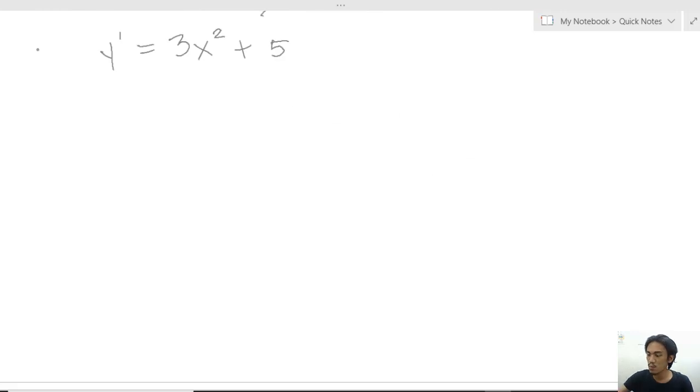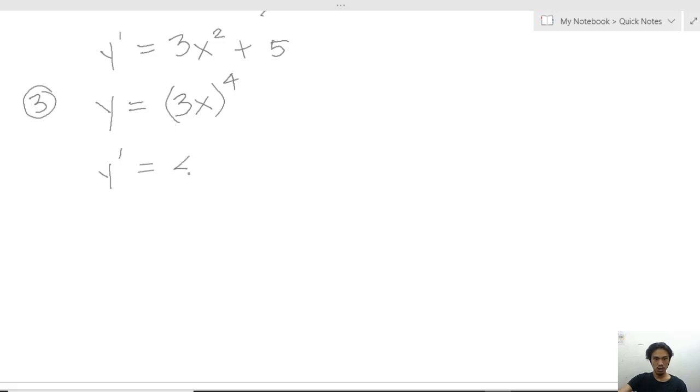Another example, number 3. Let's say y is equal to 3x, the whole quantity raised to 4. We can apply the power formula for this one. For y prime, bring down the exponent, 4, copy the base. The base this time is 3x because that is inside the parenthesis.